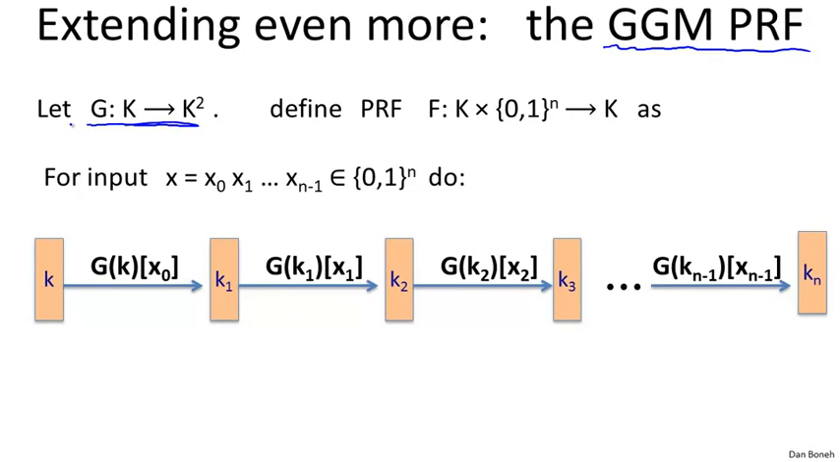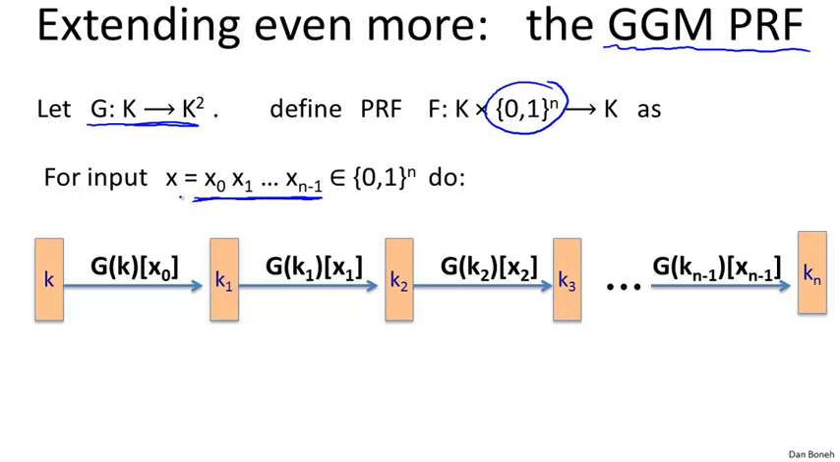So we start off with a generator that just doubles its output. And now we're able to build a PRF that acts on a large domain, namely a domain of size {0,1}^n, where n could be as big as 128 or even more. So let's see. Suppose we're given an input in {0,1}^n. Let me show you how to evaluate the PRF.